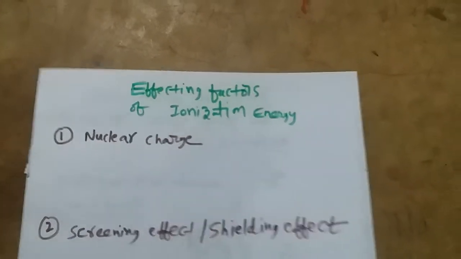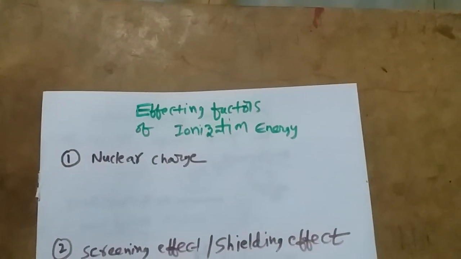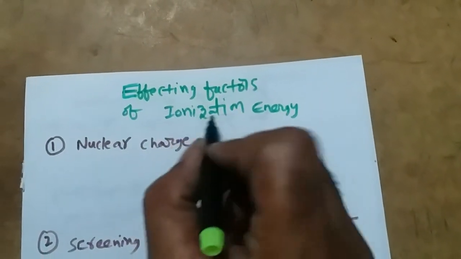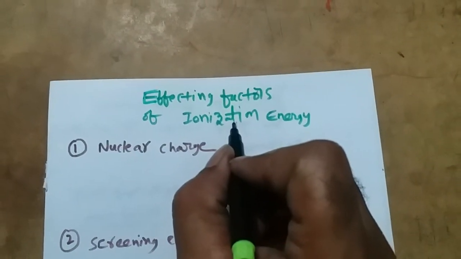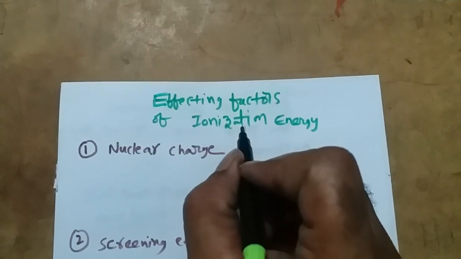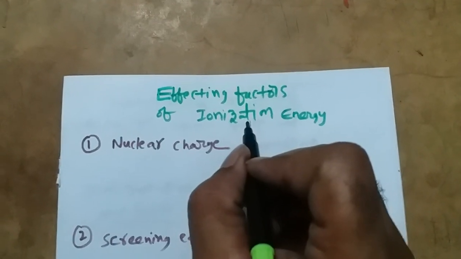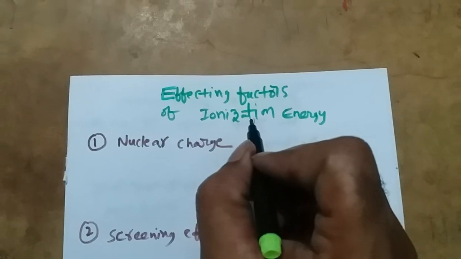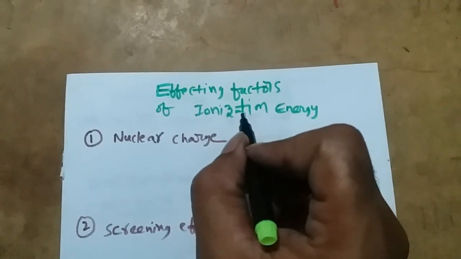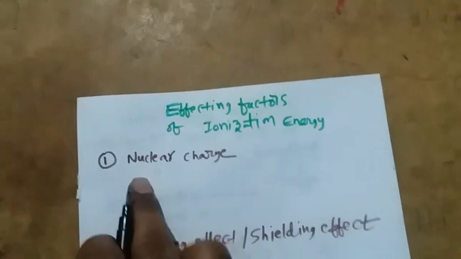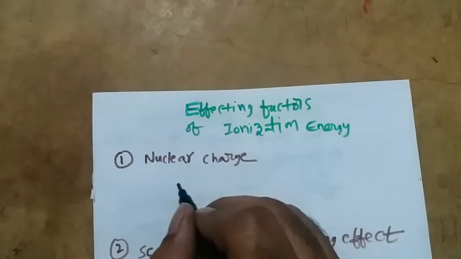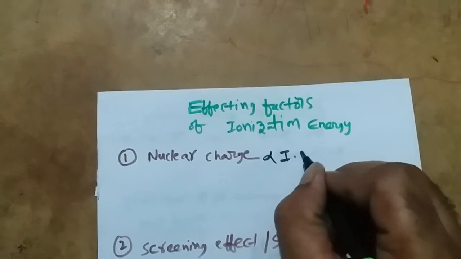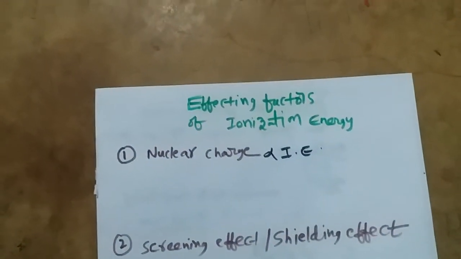Okay, now we are going to discuss the factors affecting ionization energy. Ionization energy is the energy required to remove an electron from the outermost orbital of a neutral gaseous atom, which is measured in kilocalories per mole or kilojoules per mole. How will nuclear charge affect the ionization energy? Generally, nuclear charge and ionization energy are directly proportional to each other.